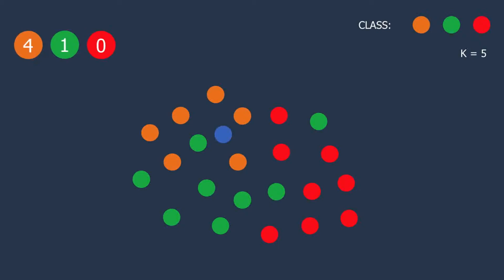The majority class of the neighbors defines the class of the new point. In this case, we have 4 orange neighbors, 1 green, and 0 red. Therefore, our new point is classified as orange.